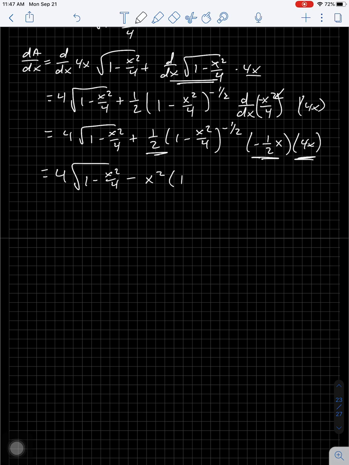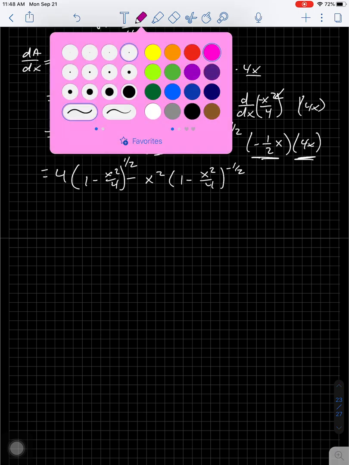X squared, 1 minus x squared over 4 to the negative 1/2. Now, I've showed you this. I'm going to change this root just so we're all on the same page. Change this to a 1/2 power. I've showed you this trick before. It works all the time. It's really a powerful trick.